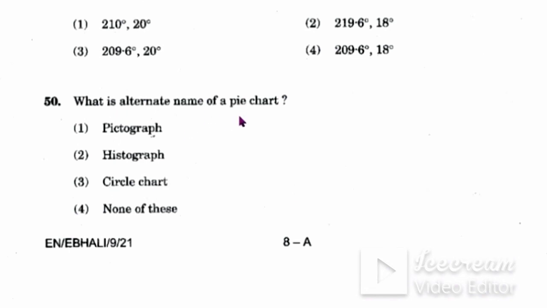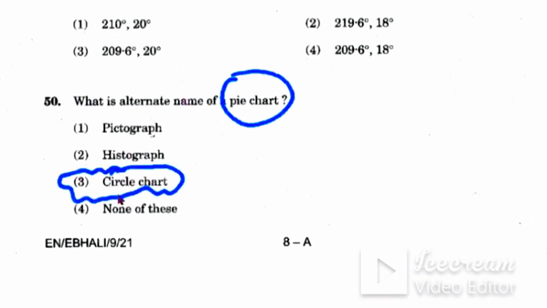What is the alternate name of the pie chart? So alternate name for the pie chart is circle chart. Okay. You can have circle chart or you can have pie graph. Okay. You can have pie graph, pie chart, pie diagram, okay, scatter diagram, anything you can say. Okay, so here answer will be 3, circle chart.